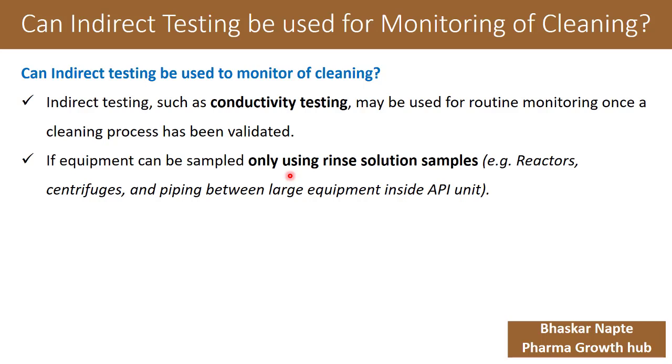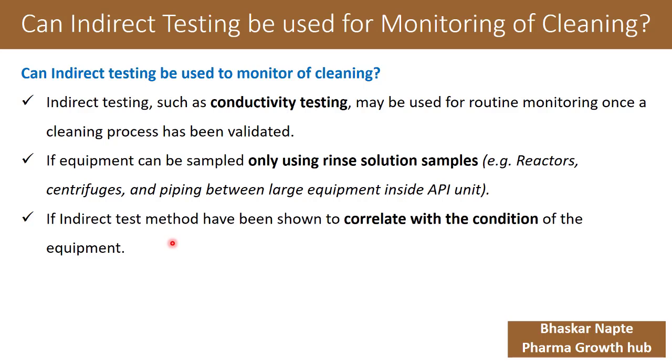Now, in case the swabbing is not possible, for example, a big reactor, a centrifuge machine, a piping, and between the piping, no one can reach, during that situation, the swab sampling is not an option. So during that time, you can employ the rinse solution sampling. So you just give the cleaning and then you again rinse the equipment with the cleaning solvent and then you collect that solvent as a sample. That is called a rinse solution sample. So in case your equipment can only be sampled using rinse solution samples, then the indirect test procedure can be used.